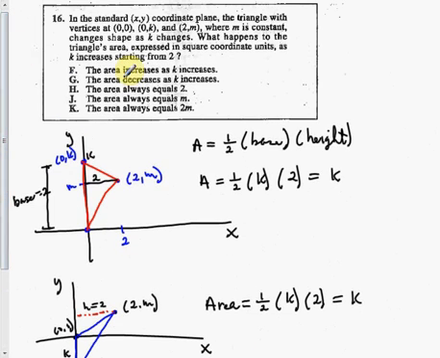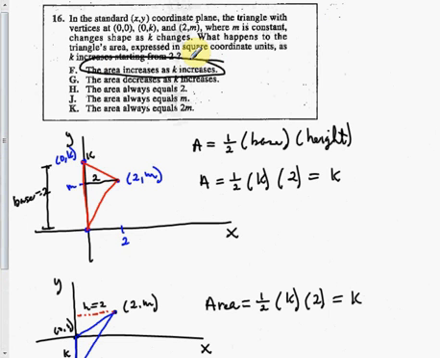Look at the answers. The area increases as K increases. That makes sense. The area decreases as K increases? It's not a fraction. The area always equals 2? No, the area always equals K, but that's not one of the answers. The area always equals M? No. The area always equals 2M? No. The area equals K. So the only one that makes sense is that the area increases as K increases.